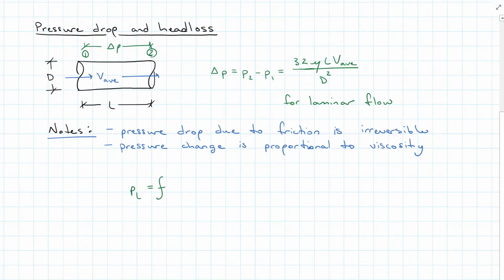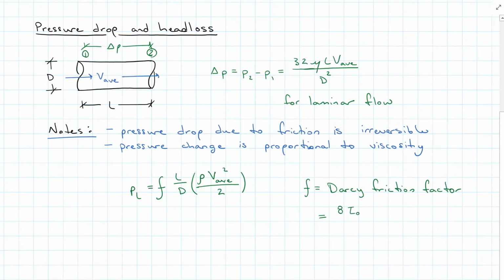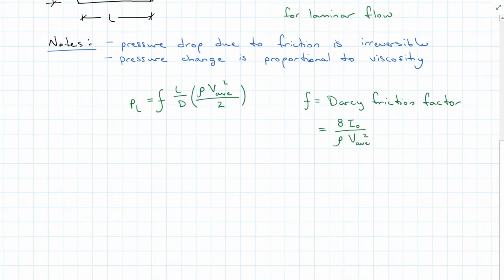Pressure loss can be defined as the Darcy friction factor times L over D, length of the pipe over the diameter of the pipe, times the density of the fluid and the speed that it is traveling squared, all over 2. And that Darcy friction factor is equal to 8 times the shear stress acting along the wall divided by the density of the fluid and the average velocity squared. This can be simplified to 64 over the Reynolds number for a circular pipe.